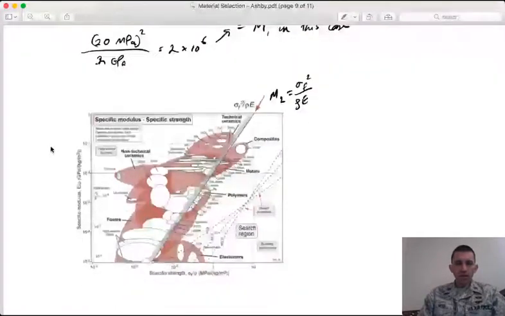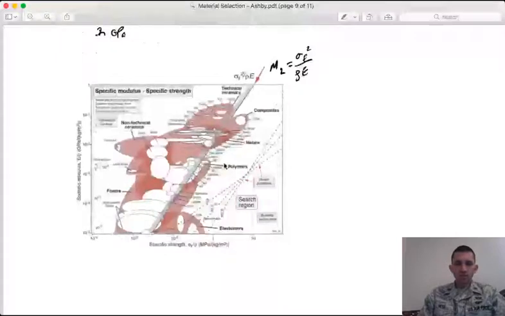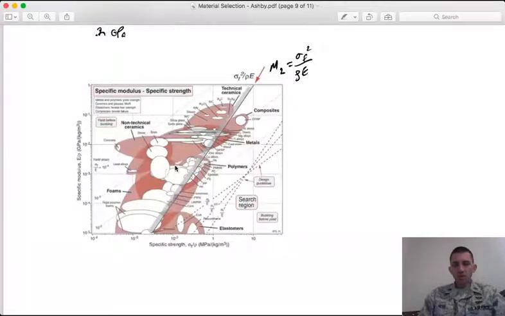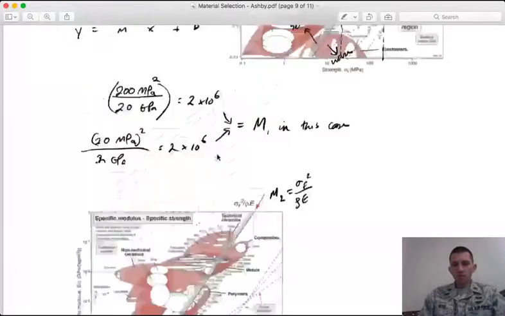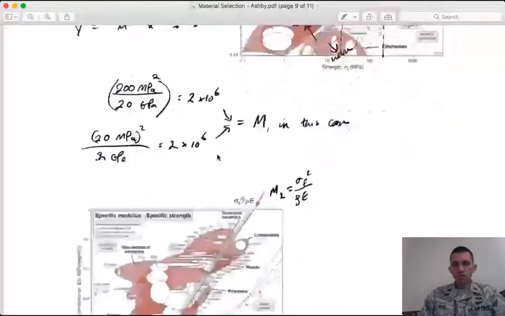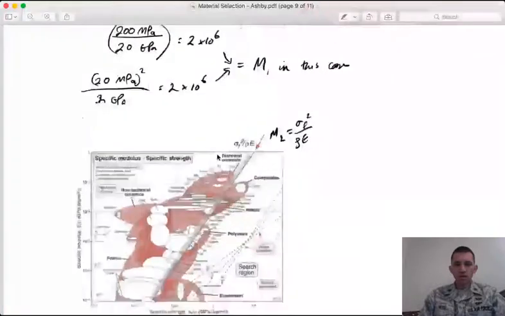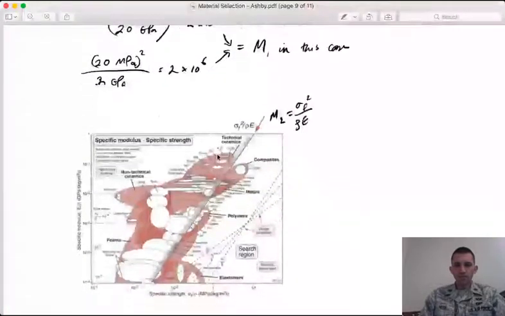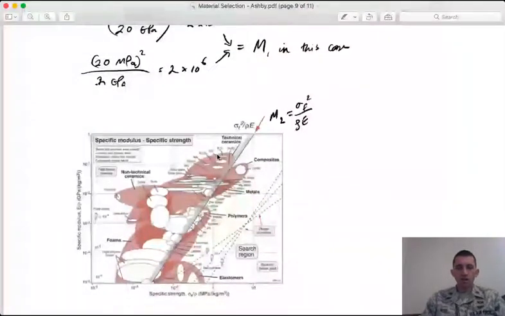On a specific basis, I have the same thing, except I have divided by the density. And so my line here is of a similar form. But based on the density, my materials are going to shift around slightly in where they fall on that line.